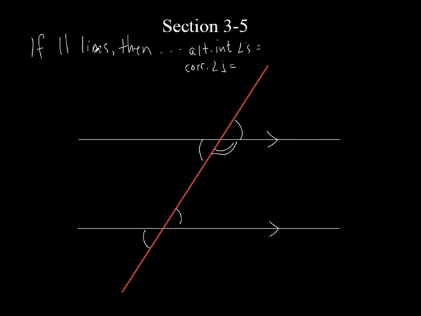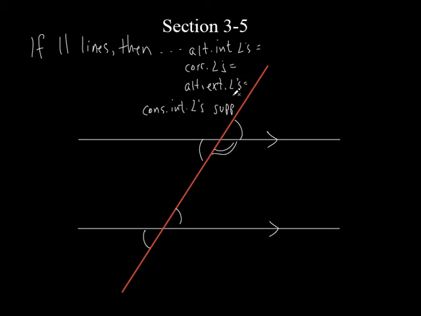If you have parallel lines cut by a transversal, then what's true? Alternate interior angles are equal. Corresponding angles are equal. Alternate exterior angles are equal to each other. Was there anything else? That was it for all the stuff that was equal, right? But then we also said that consecutive interior angles were what? Not equal, but supplementary. Good.